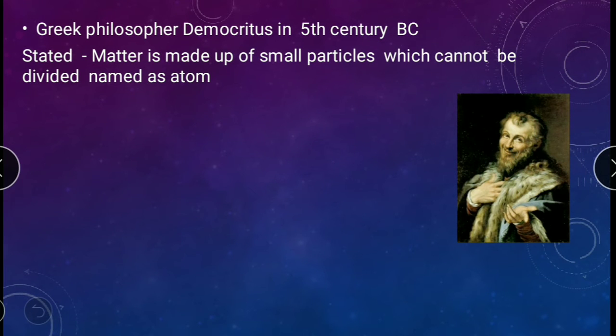Next is the Greek philosopher Democritus. In the 5th century BC, Democritus stated that matter is made up of small particles which cannot be divided. He named them atom. So the name atom was coined by Democritus.